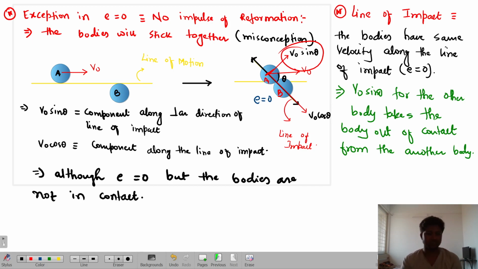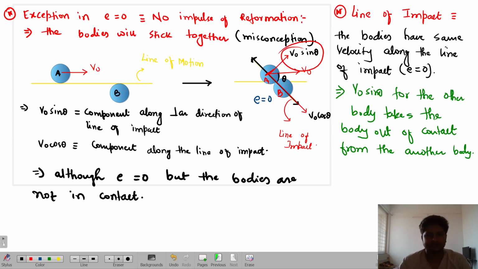So this was our biggest misconception, that if E is equal to 0, that implies that bodies will be in contact. But that is not true. If E is equal to 0, we might see that some bodies are not even in contact, and that kind of motion is also possible. Here E was given as 0, so their velocities become the same along the line of impact. But one body was carried away to the other side with the help of V naught sine theta. Are you able to get me on?